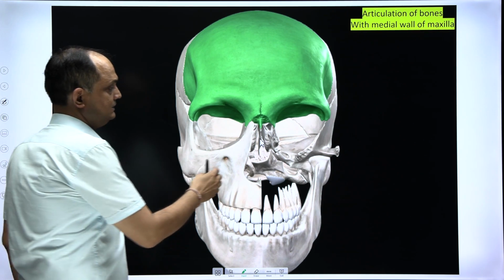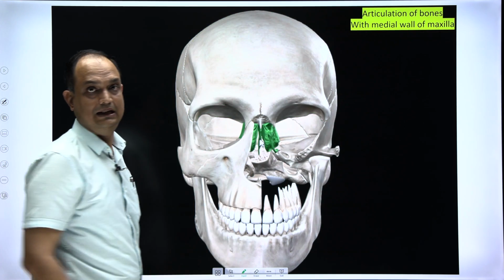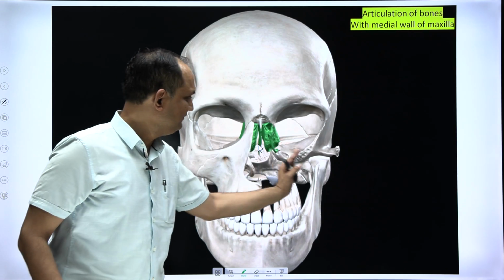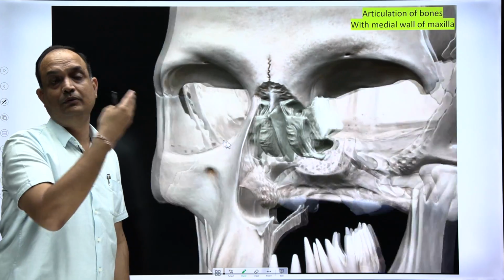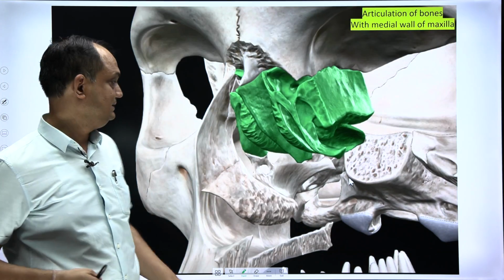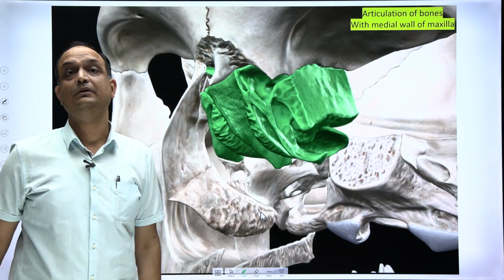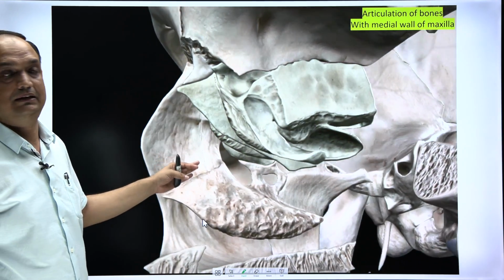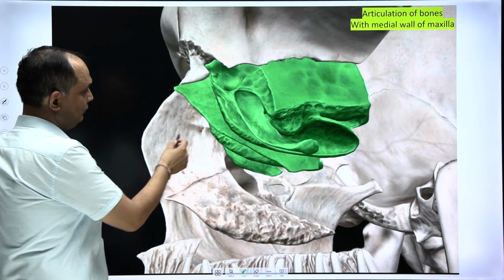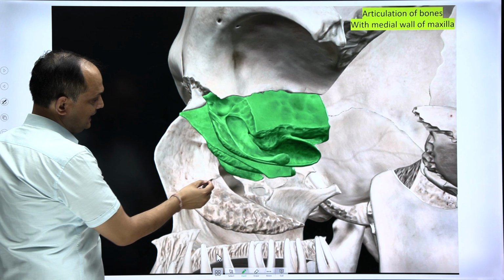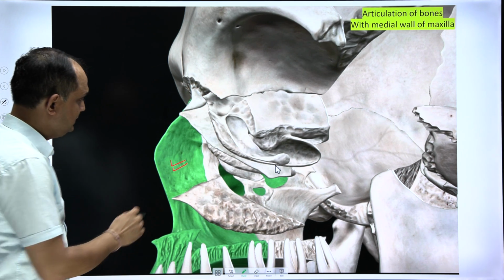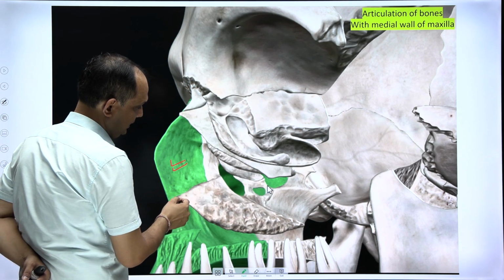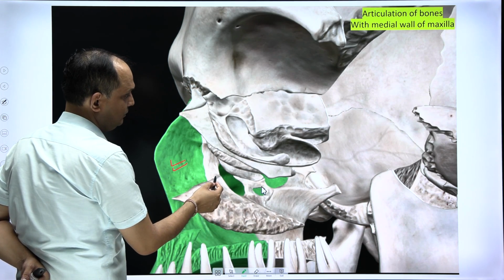So what we have done is that we have removed one side of the maxilla. Now after removing the left side of maxilla, we are seeing the right side of maxilla from the medial side, or you can say the medial wall of the right maxilla. Now in this medial wall of right maxilla, you can see that this is your, what bone? Maxilla. Now this maxilla is making a joint here with this inferior nasal concha.